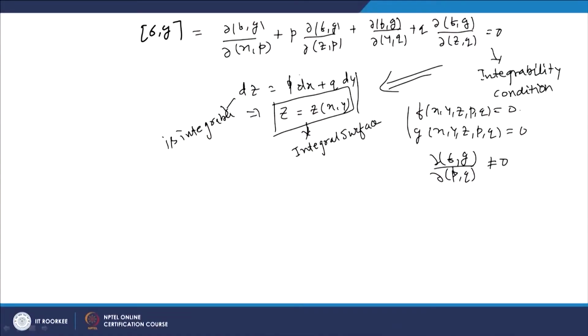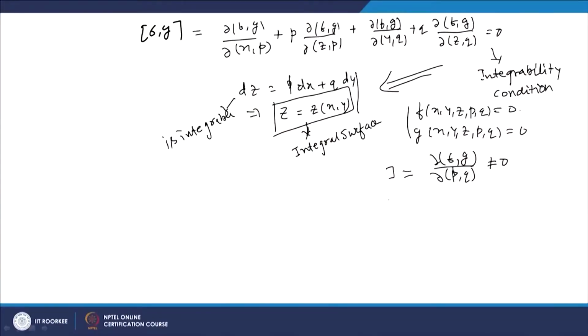And to obtain this condition, we assume that the Jacobian of (f, g) with respect to (p, q) is non-zero. So whatever definition of compatibility you choose, this bracket [f, g] equal to 0 is an integrability condition which helps us to find a one parameter family of common solutions.